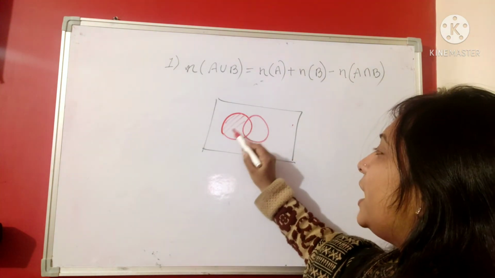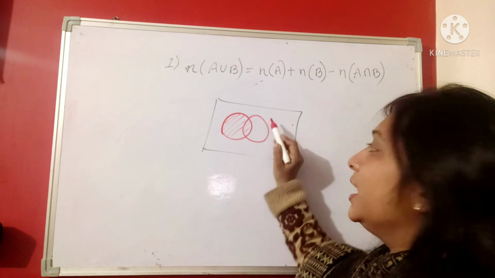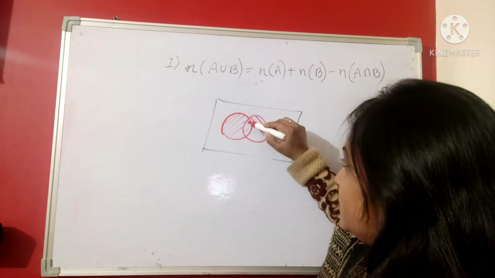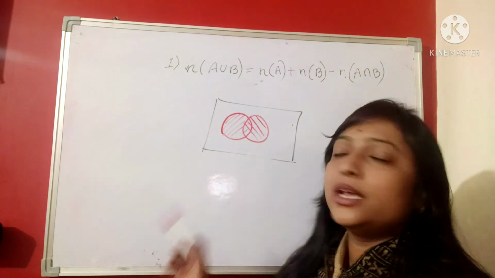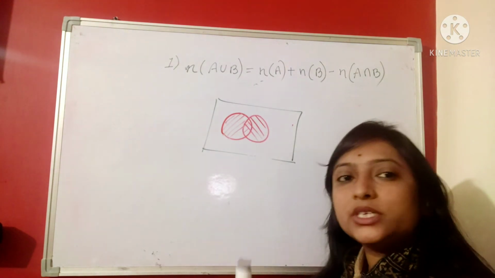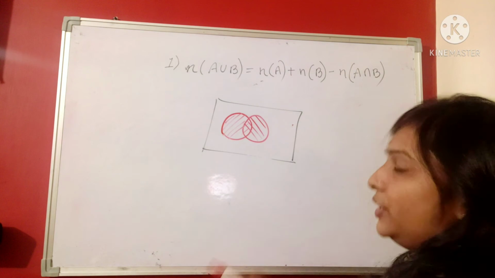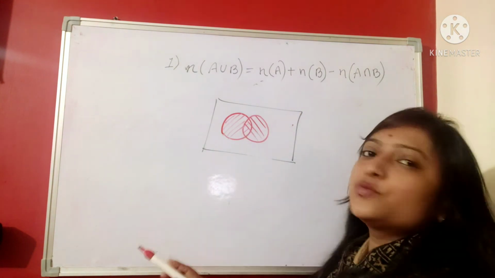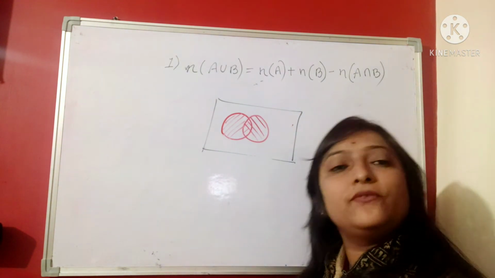Cardinal number of A is this much, right? Cardinal number of B is this much. Now when we are counting A and B together, this intersection portion has been counted twice, so we have reduced it. So please understand these formulae through Venn diagrams. It will be very easy.